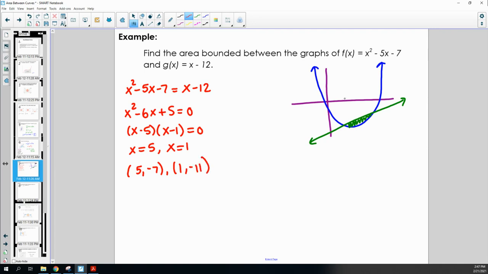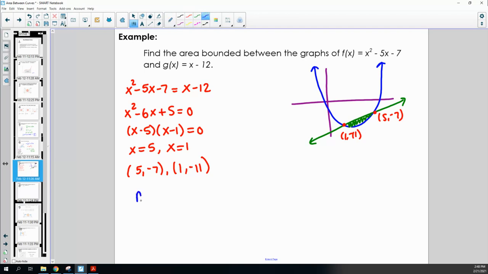So this is very not well drawn, but pretend that that's 5, negative 7. So let's pretend that this one is 1, negative 11 and that this one is 5, negative 7. So not drawn great, but you get the idea.